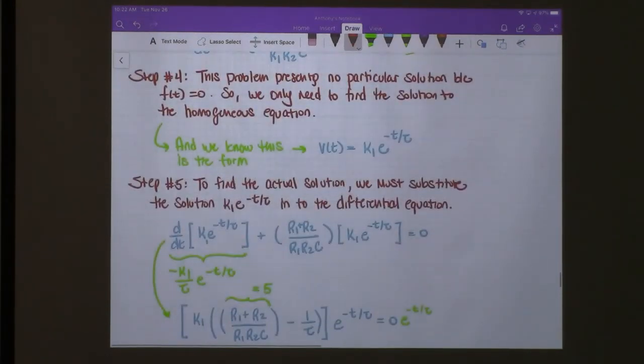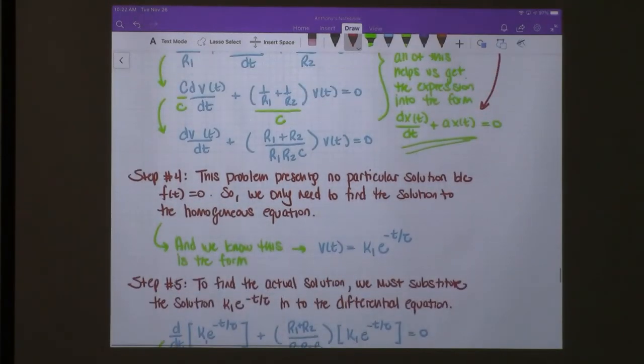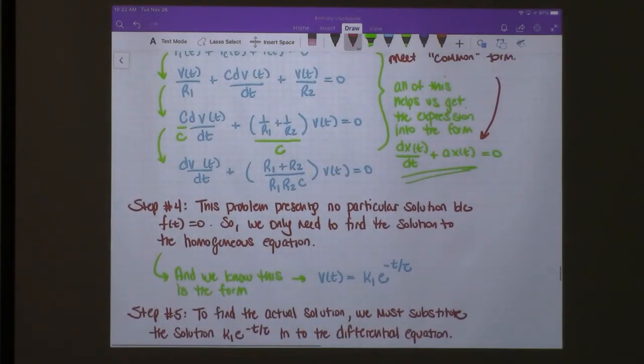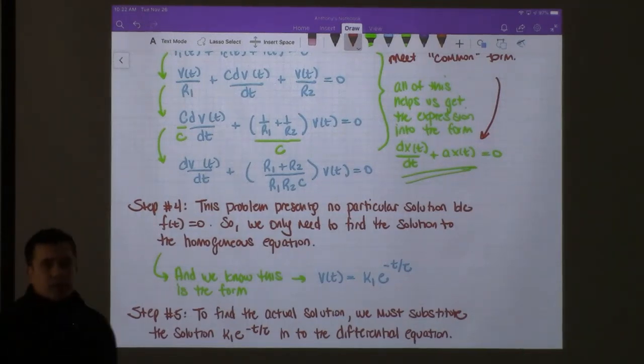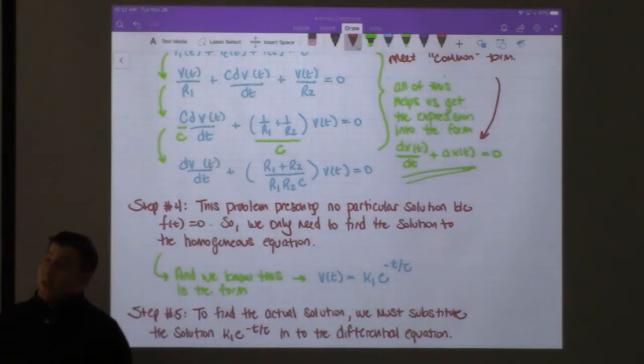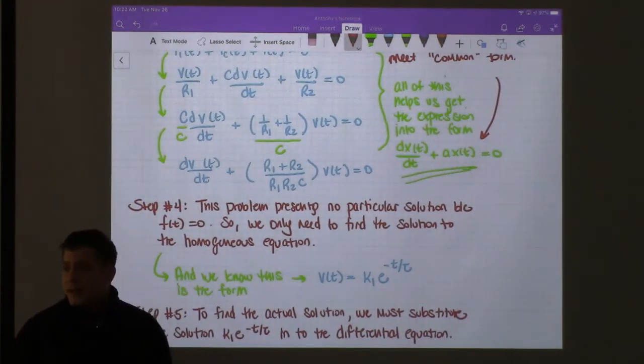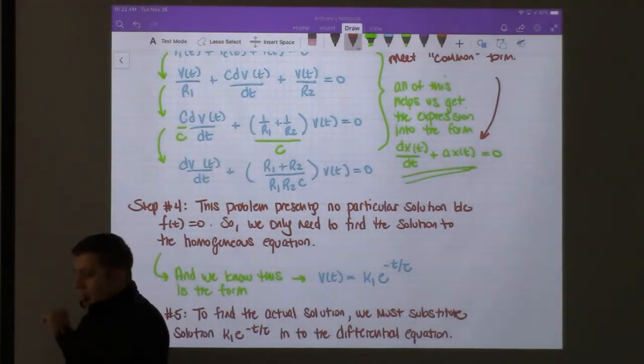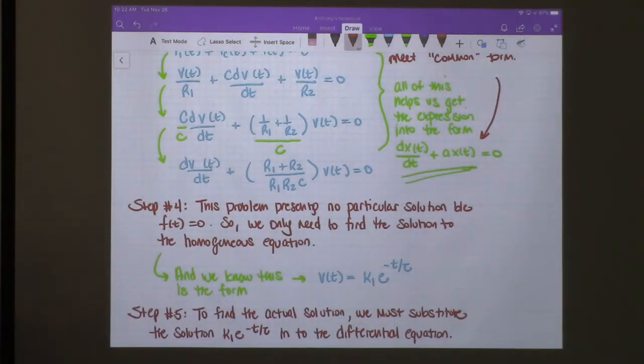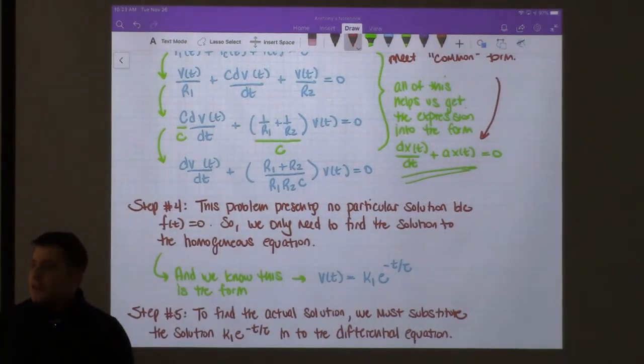Okay. So in this problem, you'll see that f of t is equal to 0. And that means that we can't split the solution up into two different parts. There is going to be no forced response, because there is no f of t. So we only need to solve the homogeneous equation.